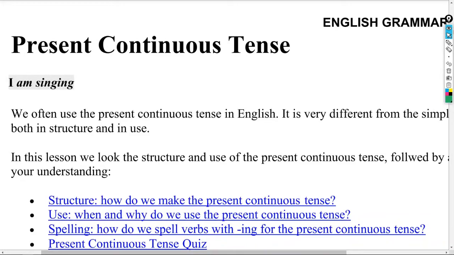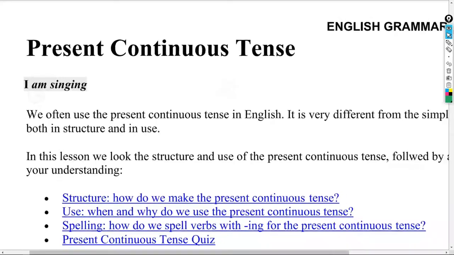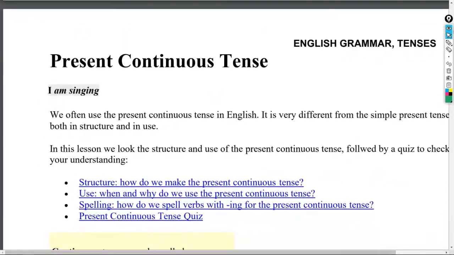Okay, my dear children, now let us come to the second part of the present tense. So the second part is the present continuous tense. In this present continuous tense, first we'll see the form or the structure, then we'll see the use, and after that we'll go to the next one, the present perfect tense. So let us go for it. Let us see the present continuous tense. Now I have written the sentence, I am singing a song.